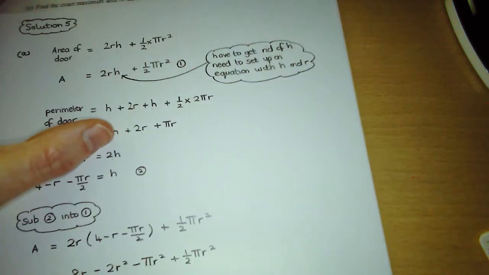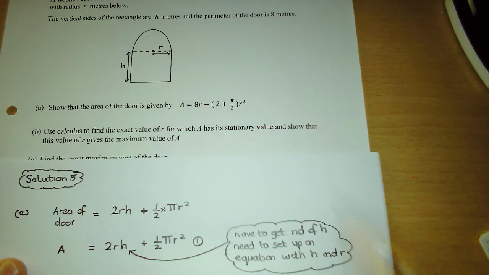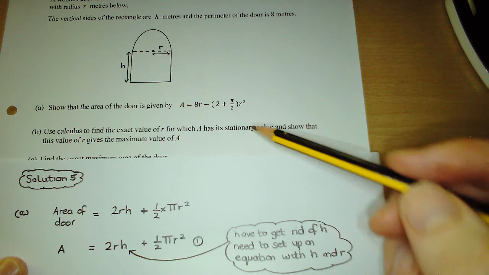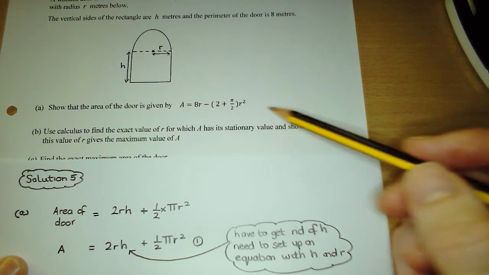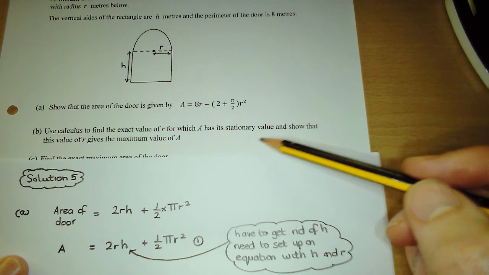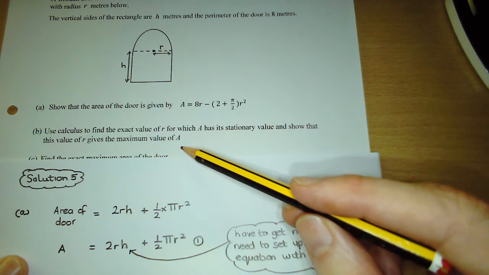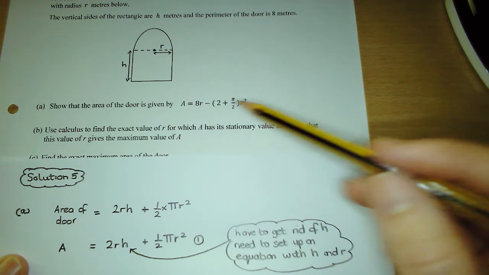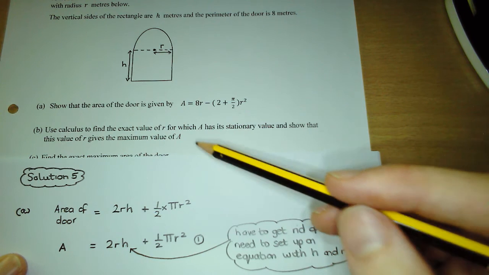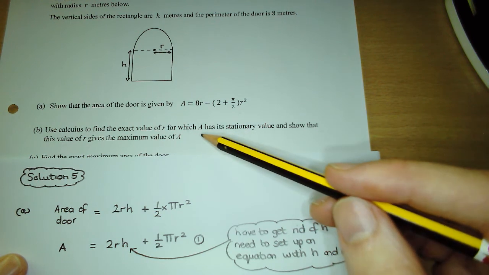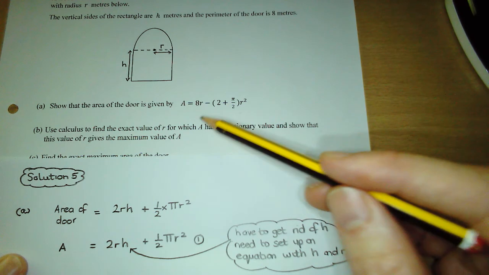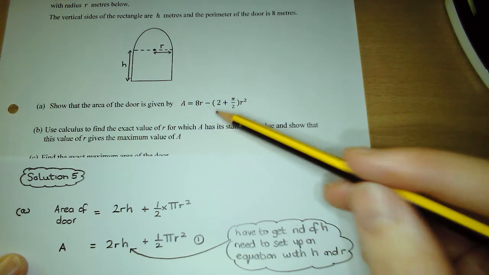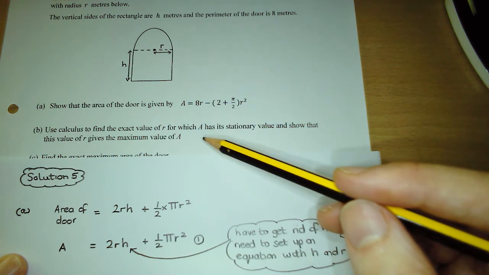Okay, part B then says, use calculus to find the exact value of r for which a has a stationary value, and show that this value of r gives a maximum value of a. So a has its stationary value, in other words turning point, when the first derivative is equal to 0. Okay, because at a turning point the subject variable has either its maximum or its minimum value.